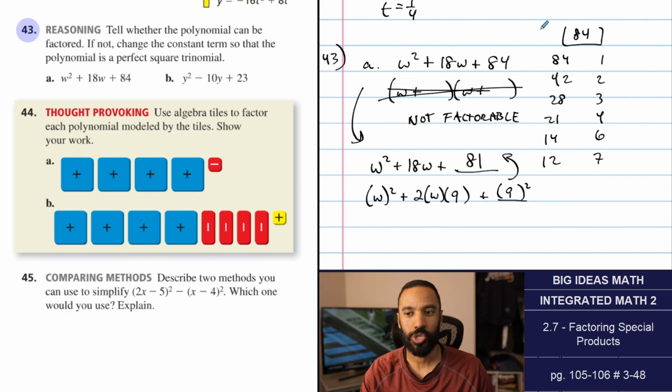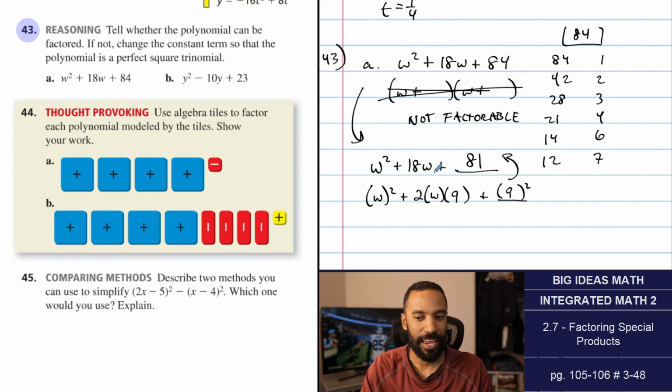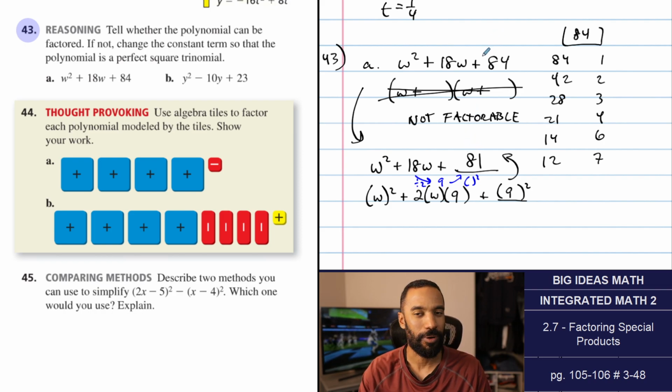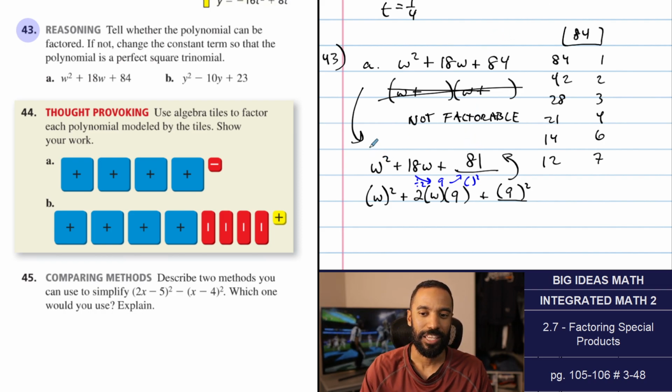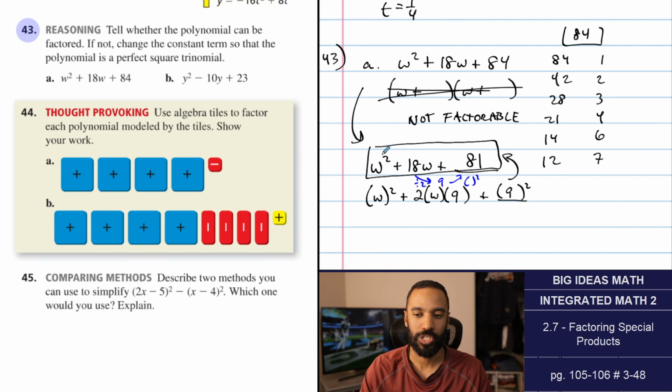Now the completing the square process takes that idea into play. You get 81 by squaring 9, and 9 is half of 18w. So if you see me in a later video say you divide this by 2 to get 9, and then you square it to get 81, that's the completing the square process. So anyway, this becomes that, which is obviously factorable into w plus 9 quantity squared.